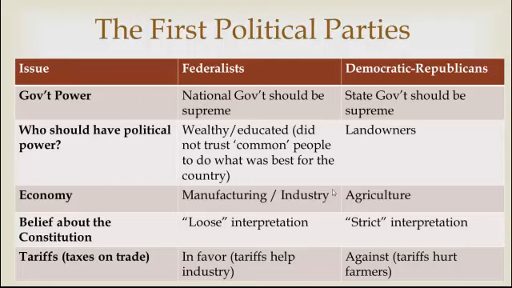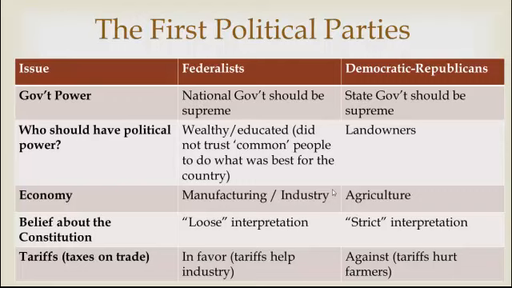They also disagreed on who should have the political power in the country. The Federalists tend to believe that it was the wealthy and educated who had the training and understood enough about government in order to do what's best for the country. They feared that the common people would simply act in their own interest and not do what was best for the country. The Democratic Republicans believed that political power should be in the landowners. Democratic Republicans believe that all American citizens should own land and be farmers.